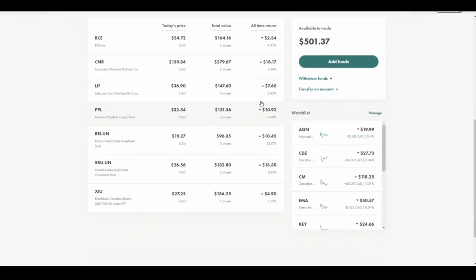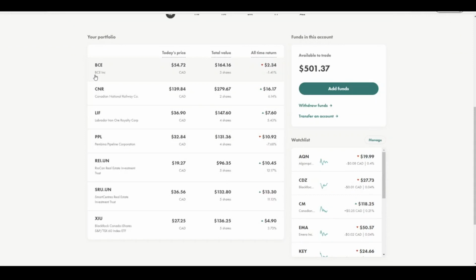The stocks that I have in my portfolio are Bell Canada, Canadian National Railway, Labrador Iron Ore, Pembina Pipelines, RioCan, Smart Centres, and XIU, which is an ETF. Now, if you look at it from a return perspective, the REITs are really doing good. They are all about 10%, 12% and 11%, which is a really good sign. CNR is also doing good. CNR is a very solid stock, not that good from a dividend perspective, but it is really good.